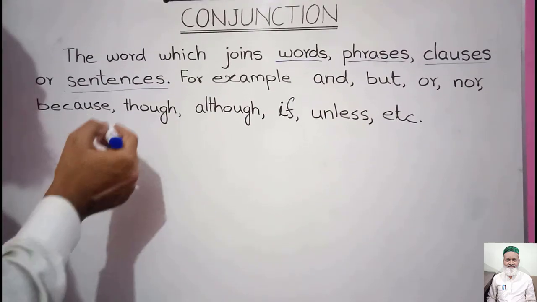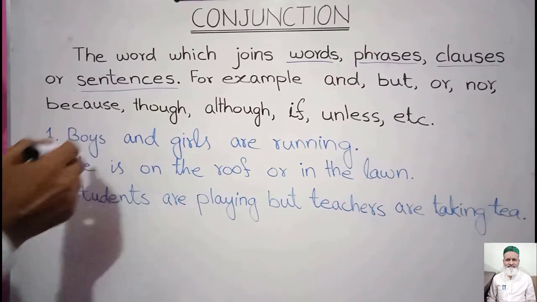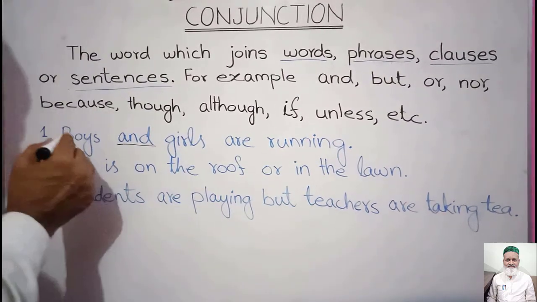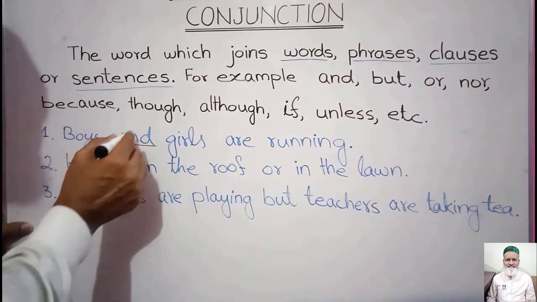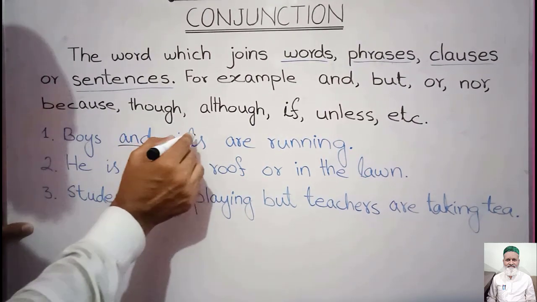Let us see some examples of general conjunctions. In example 1, boys and girls are running. Here this word and is a conjunction. It is joining two words, boys and girls.